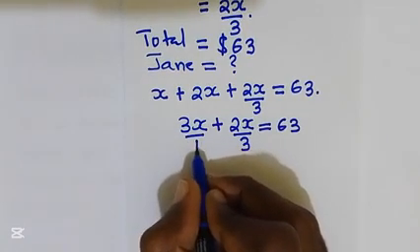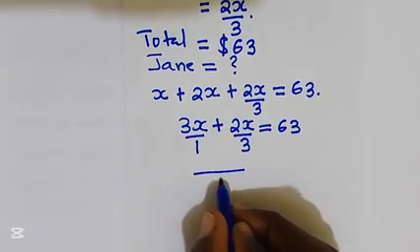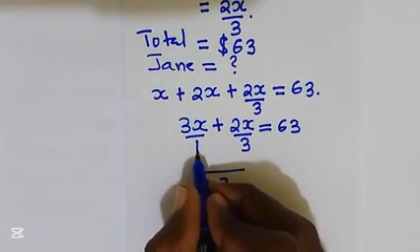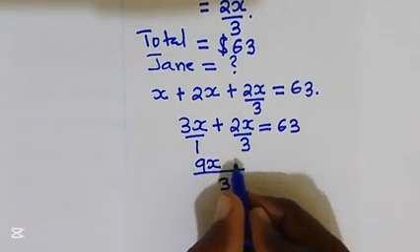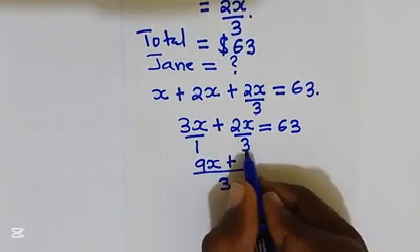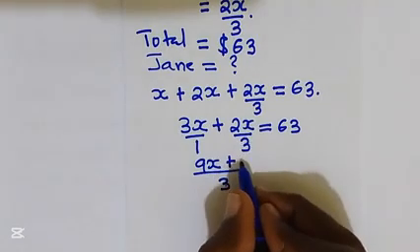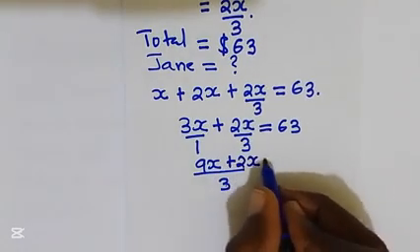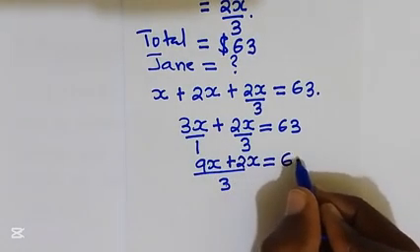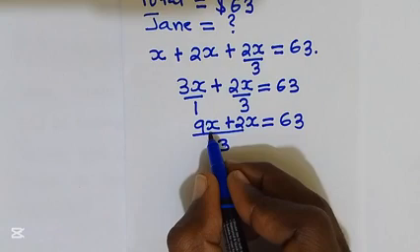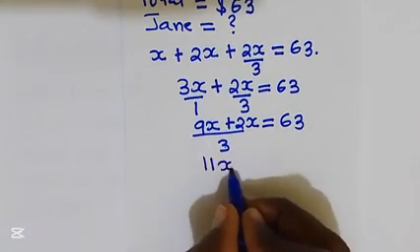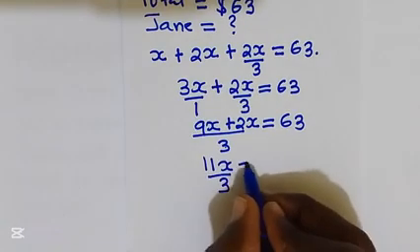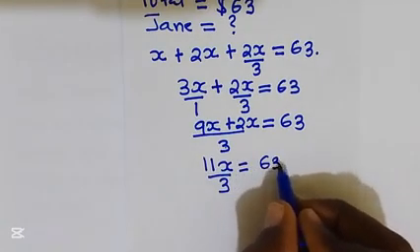The LCM of 1 and 3 is 3. 3 divided by 1 is 3. Multiply by 3, we got 9x. Plus 3 divided by 3 is 1, multiply by 2x, we got 2x. This is equal to 63. 9x plus 2x, we got 11x over 3. This is equal to 63.